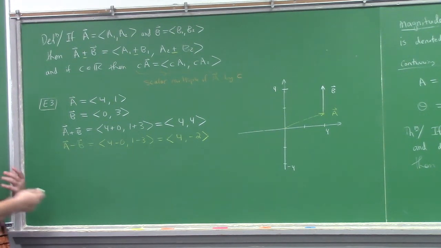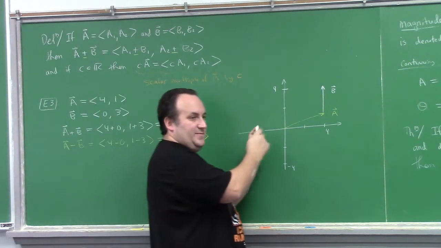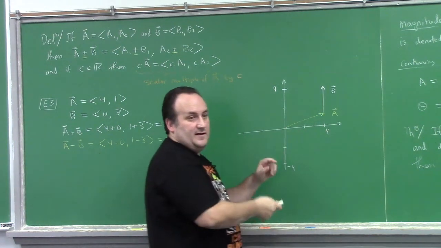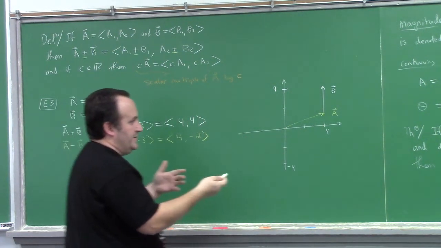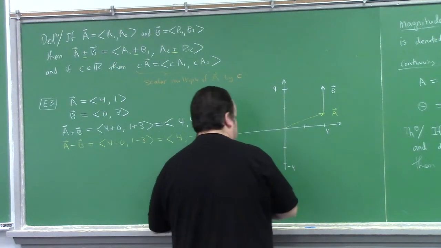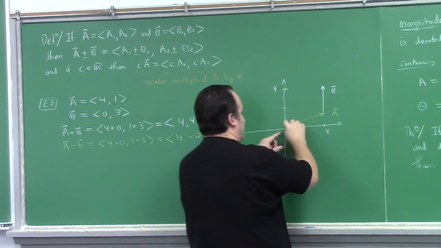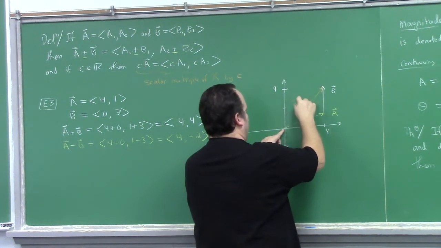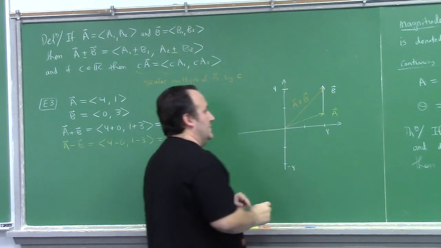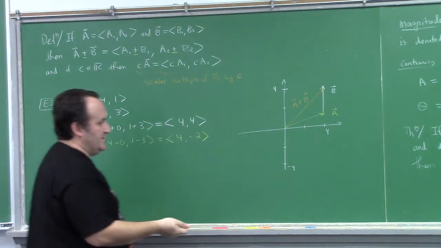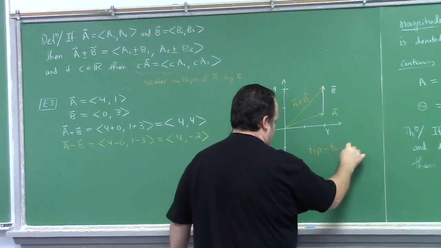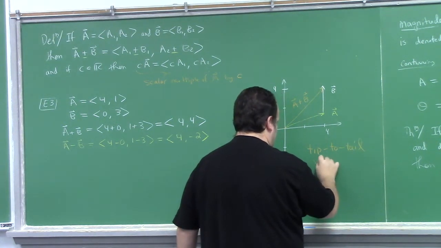If you want to understand what A plus B is geometrically, you draw them tip to tail. So you pick the starting point, go A, and then travel further by B. And then what is A plus B? Well, geometrically, it's whatever it took to get from the initial starting point to the final ending point. Over here is A plus B. So this is known as tip to tail vector addition.